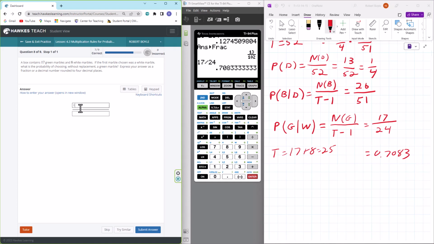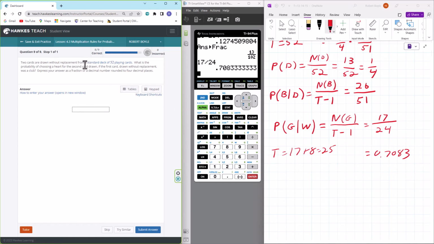So this is going to be 17. I just hit the slash key. 17 tab 24, and there you go. And that brings us to our last problem, which is exactly the same type of problem.